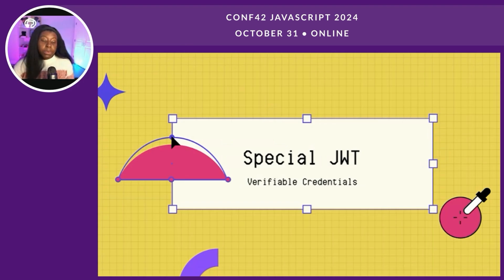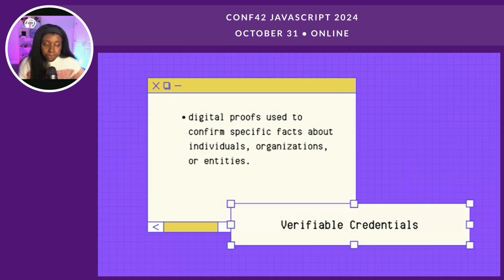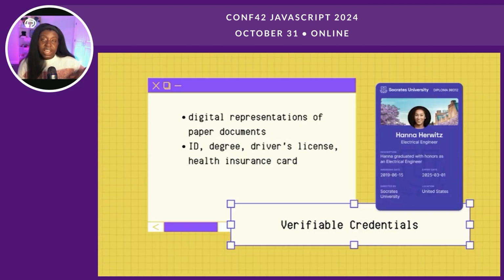So they've come up with a specific standard called verifiable credentials, and I will describe this for folks as a special JSON web token. Officially, verifiable credentials are digital proofs used to confirm specific facts about individuals, organizations, or entities. I like to expand on this a little bit more just for people to understand. They're basically digital representations of paper documents, like a digital version of your ID, degree, driver's license, health insurance card.